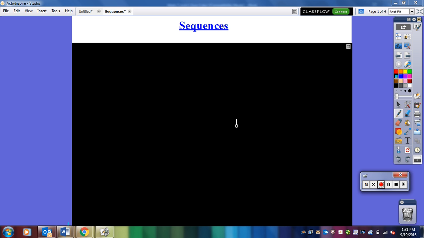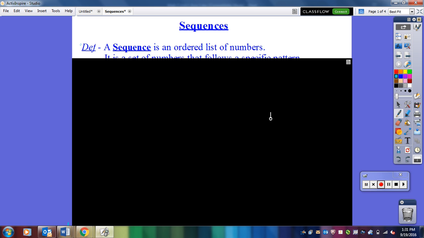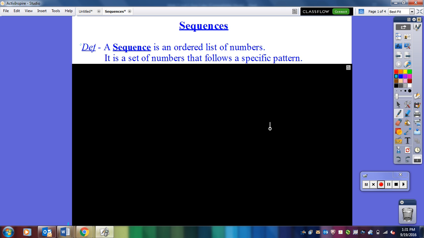Today we're talking about sequences. A sequence of numbers is a series of numbers, an ordered list of numbers that follows a specific pattern. We're going to take notes and write this stuff down. What we probably should cross off is this part, just to simplify our notes. A sequence is an ordered list of numbers that follows a specific pattern.